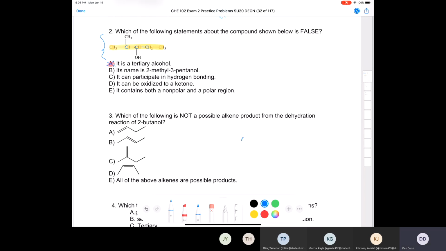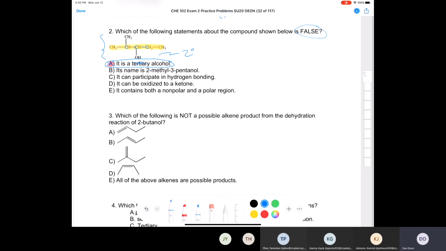Is that the answer? Is it looking for what's false? Oh, good gravy. I hate questions where the answer is the first one. So the answer must be A, okay? That's the one that's false. Can anybody tell me what type of alcohol this is if it's not a tertiary alcohol? Sorry, let me bring it up here, Tyler. Yeah, it's a secondary alcohol, absolutely. So it's not a tertiary alcohol. It is a secondary alcohol. The other ones are all true.